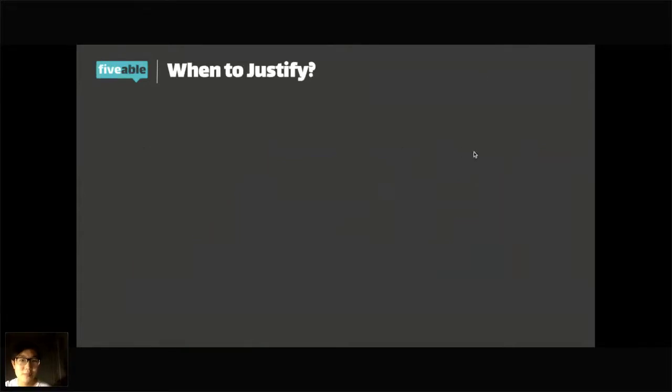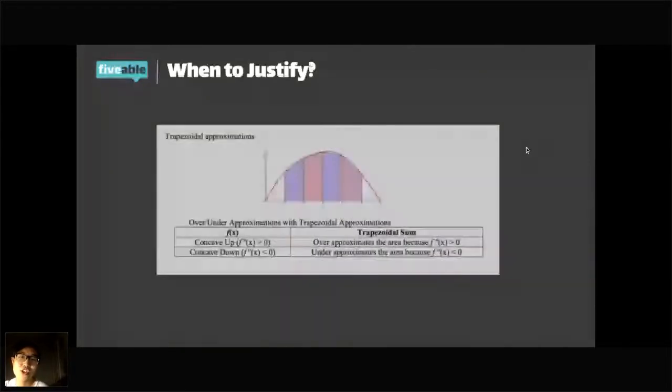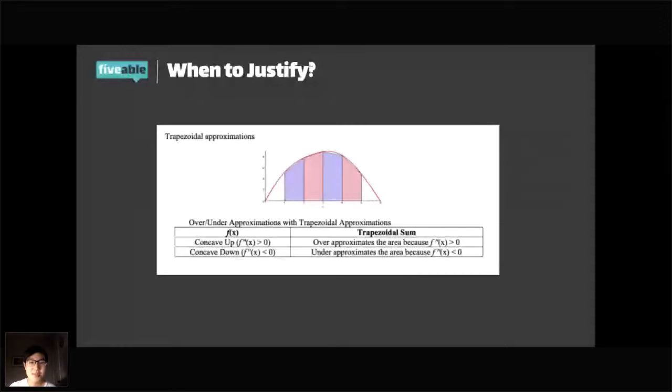Okay, so some more instances when to justify include our trapezoidal approximation. So that's what a trapezoidal approximation looks like. Typically, you can kind of estimate concave up or down. So in the instance that it is concave down, usually trapezoids will be under approximations because the second derivative is less than 0. Whereas if it's concave up, trapezoidal approximations tend to be over approximations.